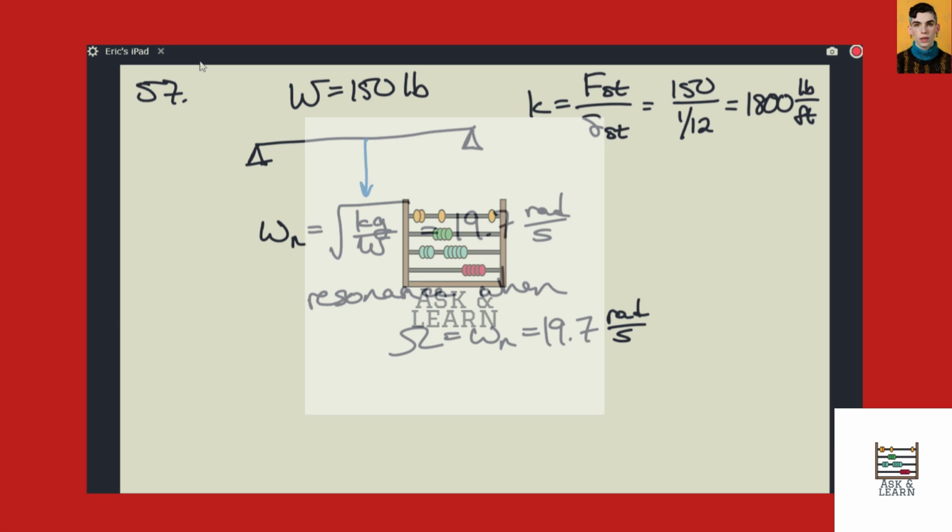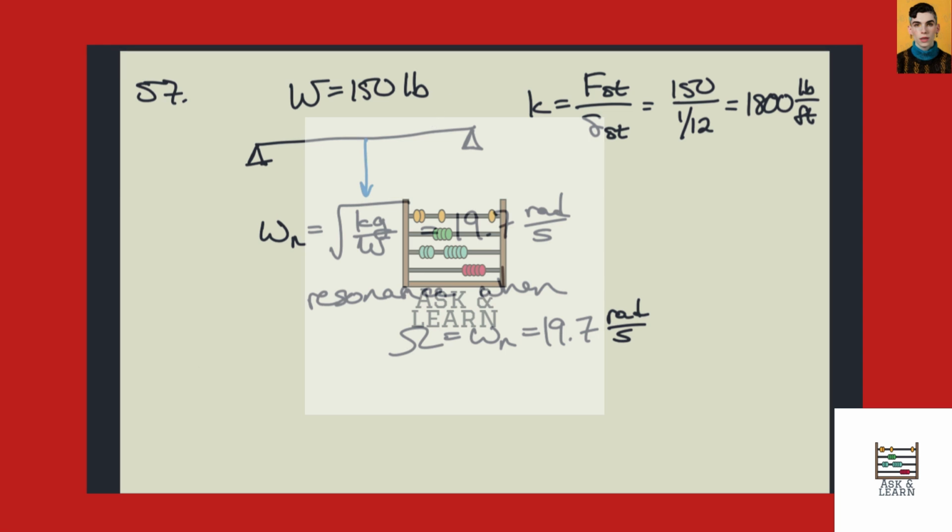Now we can find the natural frequency if we know the spring constant and we know the mass from W, so the mass is W over g. So our natural frequency becomes 19.7 radians per second. In the first case, they wanted us to figure out the angular velocity when resonance occurs. Well, resonance occurs when the angular velocity, or the excitation frequency, is the natural frequency. So when the excitation frequency is 19.7 radians per second.